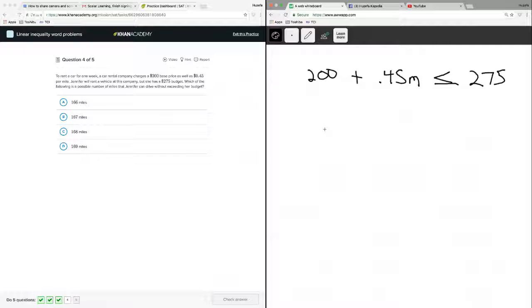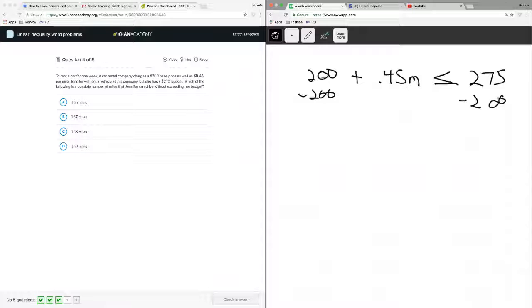Actually, the funny thing is, if they want a possible number of miles that she can drive without exceeding her budget, 166 would have to work if the rest are all bigger than it. So I instinctually would think it's A, but let's go ahead and solve this anyways. This is on the calculator section, but I don't have a calculator with me, so I'm just going to solve it by hand. But you could do that on the test.